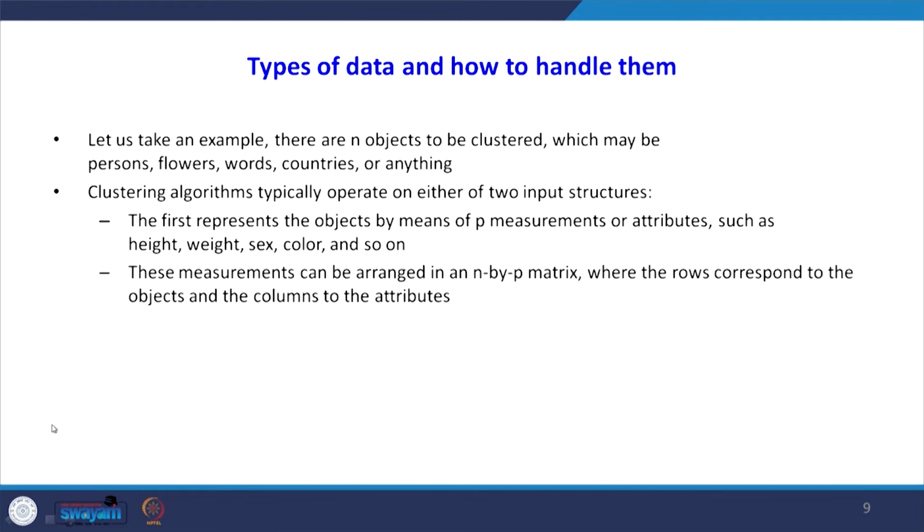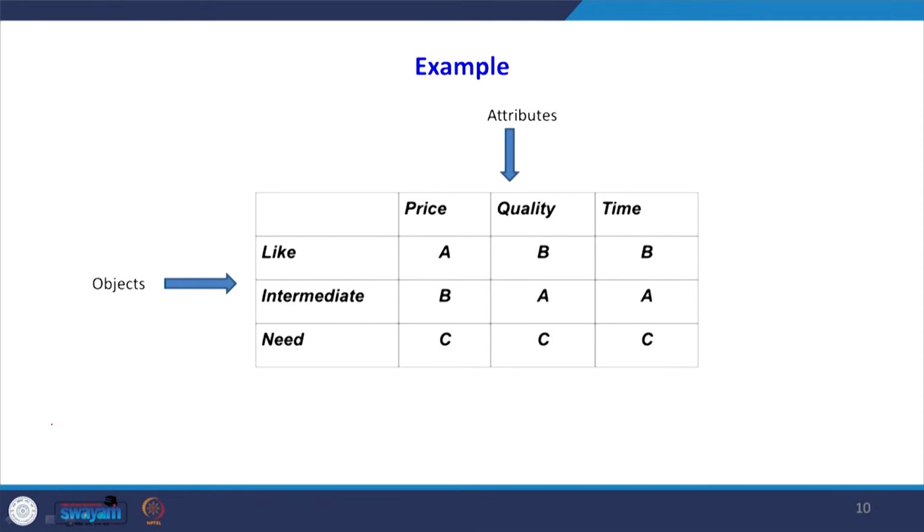There are n objects to be clustered, which may be persons, flowers, birds, countries or anything. Clustering algorithms typically operate on either of two input structures. The first represents the objects by means of p measurements or attributes such as height, weight, sex, color and so on. These measurements can be arranged in an n by p matrix, where the rows correspond to the objects and the columns correspond to the attributes. You see in this case, the objects are in the rows, and the attributes price, quality, times are in the columns. This is one kind of input.